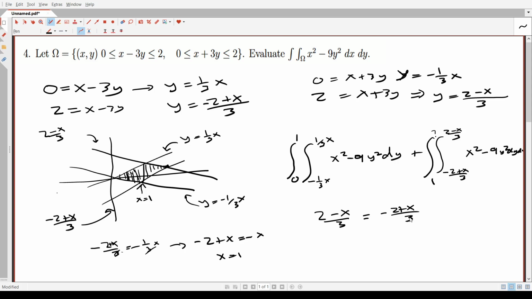So we cancel the 3's on both sides, and then we move this x over to that side, and this 2 over to this side. We have 4 equals 2x, so x equals 2. So right here, this is x equals 2, which is where I'm going to stop integrating. So we're integrating from 1 to 2. And that's my integral.